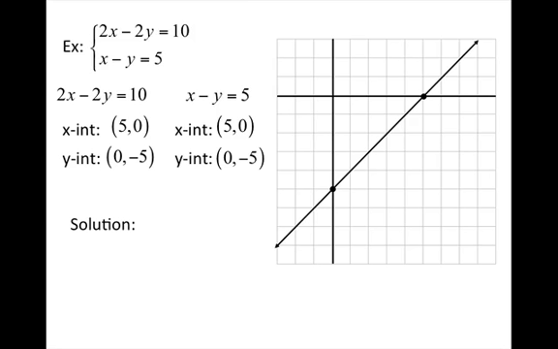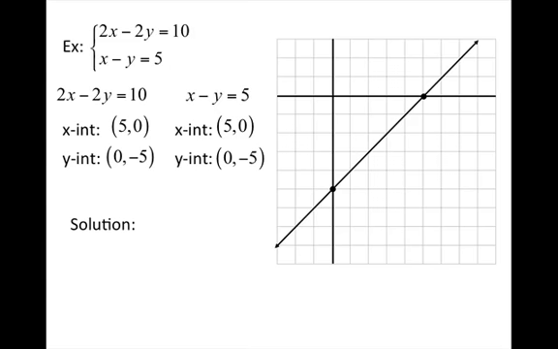In the next example, I have 2x minus 2y equals 10 and x minus y equals 5. The 2x minus 2y equals 10 gave me the x-intercept of (5, 0) and the y-intercept of (0, -5). The x minus y equals 5 also gave me an x-intercept of (5, 0) and a y-intercept of (0, -5). So when I graphed these two lines, they were actually the same line.